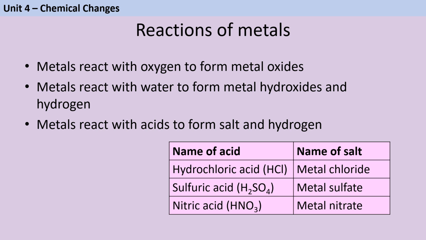Now if I'm trying to make a salt, say if I'm doing the soluble salt required practical, I need to think which acid sounds most like the salt I'm trying to make. So if I'm trying to make calcium chloride, chlor like hydrochloric acid, that's the acid that I'm going to select. Or if I'm trying to make copper sulfate, sulfate sounds like sulfuric acid, so that's the acid I'm going to pick.